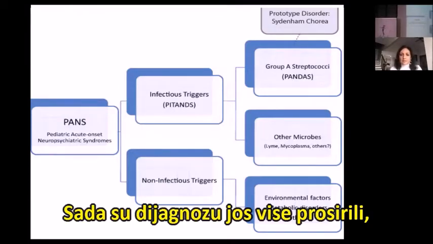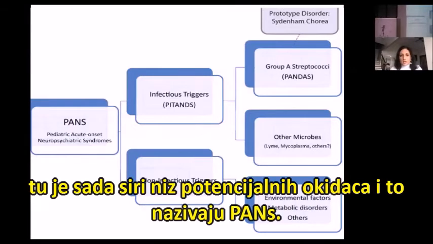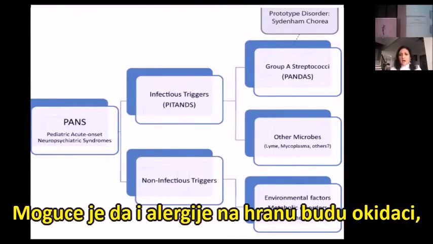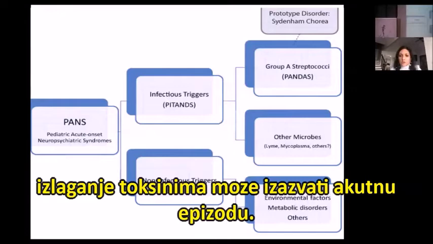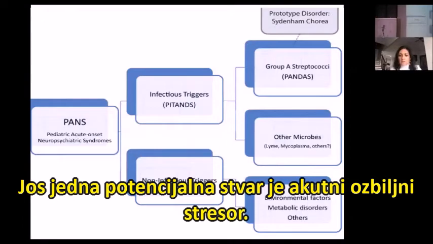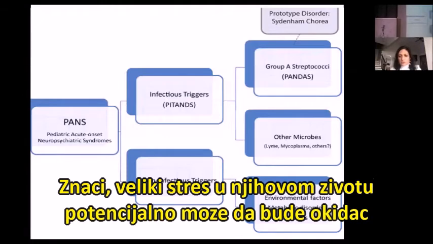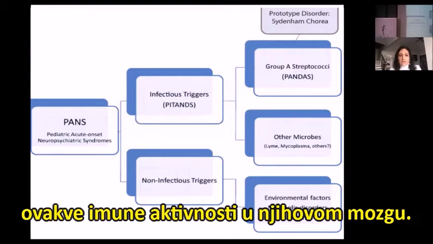And now they've expanded the diagnosis even further, and they call a wider potential array of triggers PANS. So it's possible that allergens can also trigger them. And it's possible that other metabolic factors, potential toxins in the environment, an acute episode of a toxin exposure. And then the other potential possibility is an acute severe stressor. So a major stressor in their life could potentially also trigger this kind of immune activity in the brain.